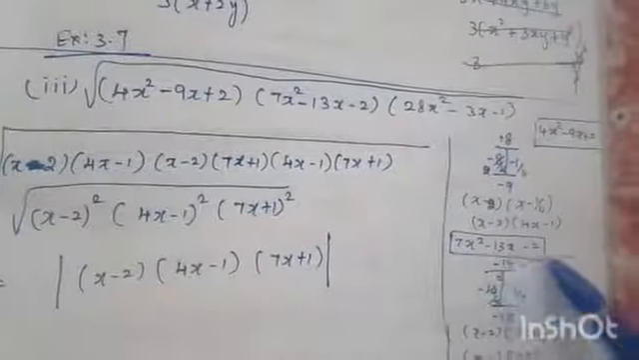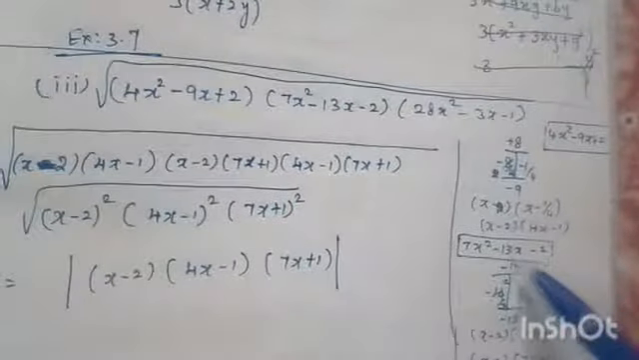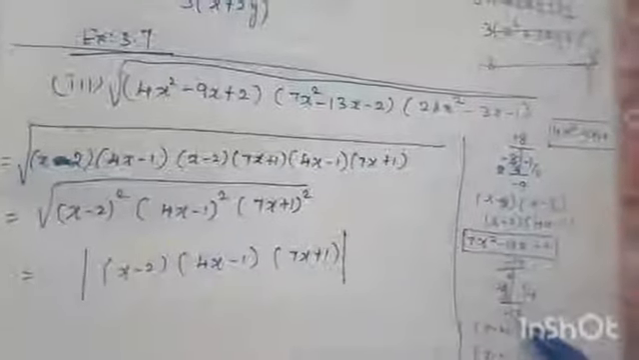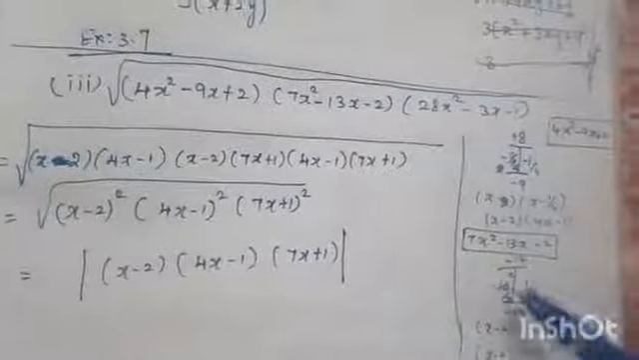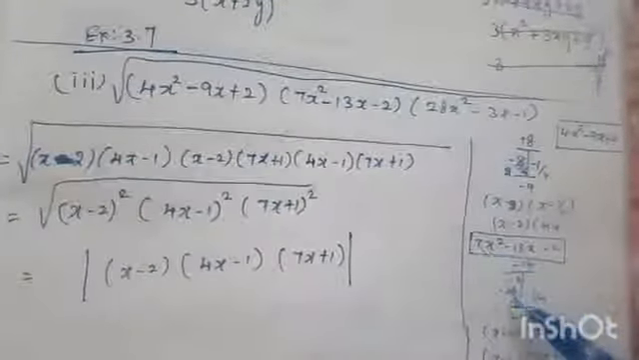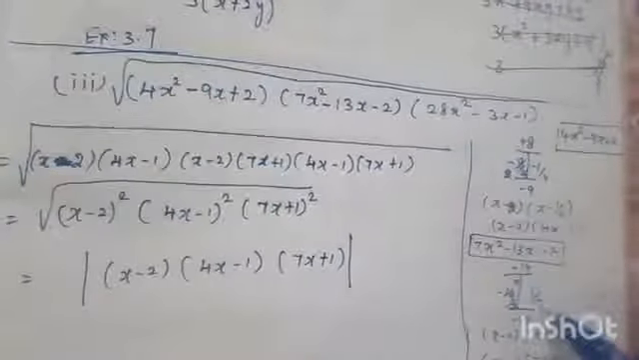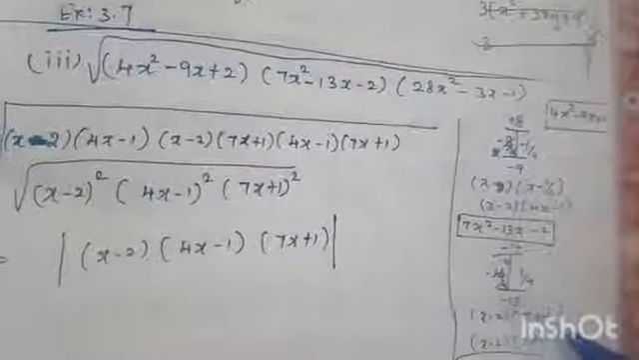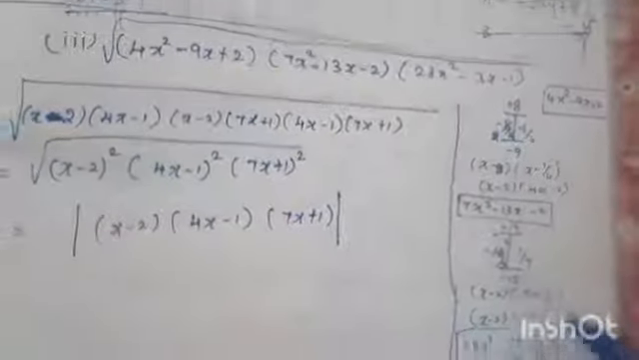Next is 7x² − 13x − 2. Multiply 7 into −2, that is −14. This is the product value. Write down −13, it is the adding value. So −14 and 1 are the factors. Divide by 7, because in the beginning we multiplied with 7. 1 seven is 7, 2 sevens are 14. Here cancelling is not possible. So it is (x − 2)(x + 1/7), that is (x − 2)(7x + 1).